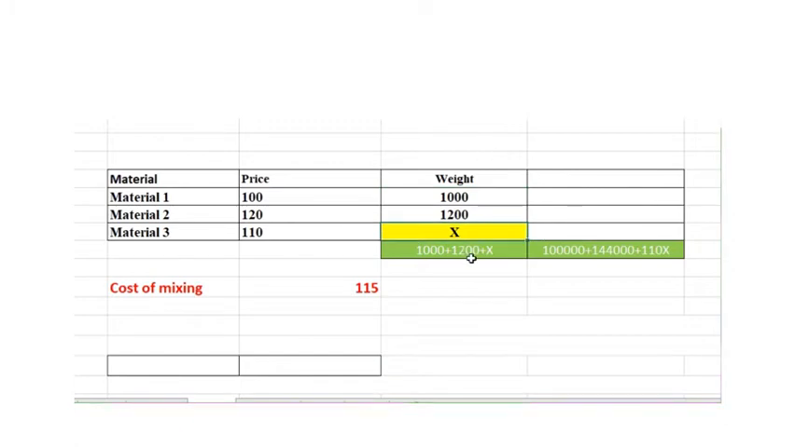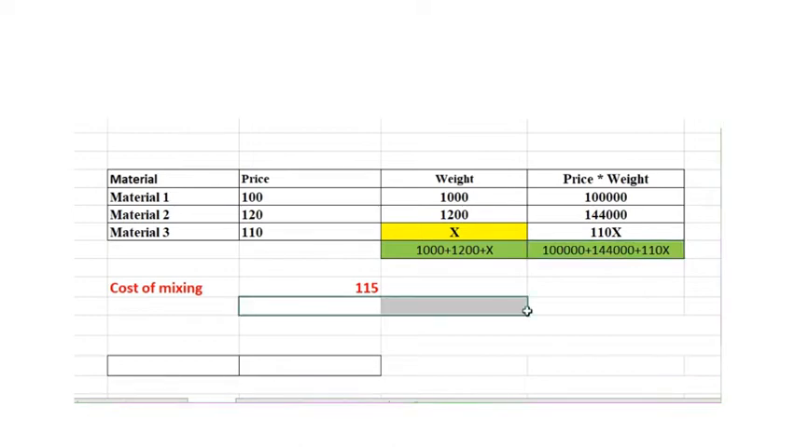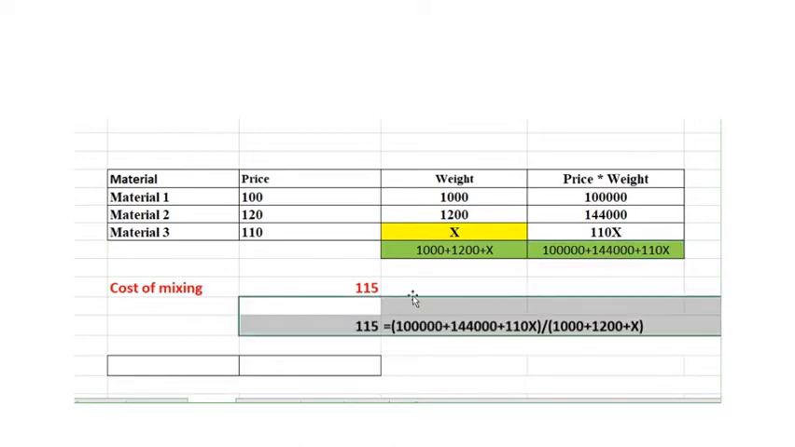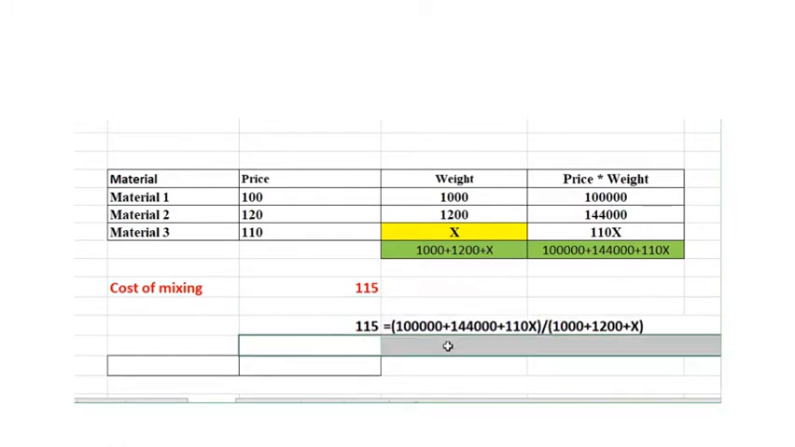So in this problem, you can sum up the three weights. You can substitute x for the unknown weight, and then you can multiply for the weighted average. You multiply the weight and the price for the three materials. For the third one, it will be 110x, and you take the sum of the price into weight, and then solving for x, you will get 115 is equal to the numerator, the total of price into weight, and the denominator, the total of the various weights, which we have already seen in the formula.